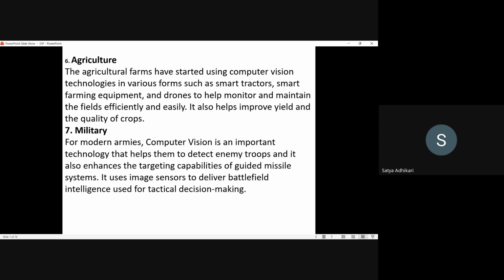So if the area of a land is very large, monitoring all parts of the field is not easy. It is difficult, time consuming, and costly. So that is why this helps improve the yield and quality of the crops.